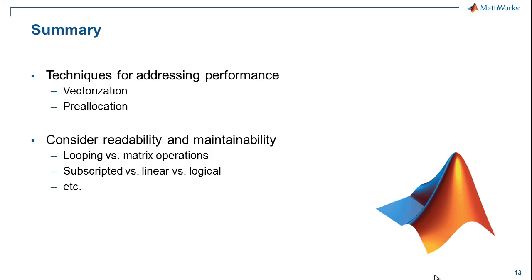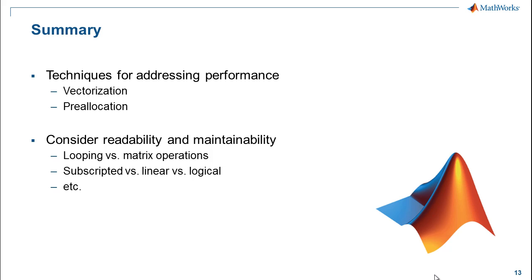So in summary, in this first part, we saw that using techniques such as vectorization and pre-allocation, you can get better performance. And while you are doing these, you can also keep in mind other considerations, such as whether you should use logical indexing or subscript indexing, whether you are looping or doing matrix operations, and you can make these trade-offs and select the correct approaches to get better performance.